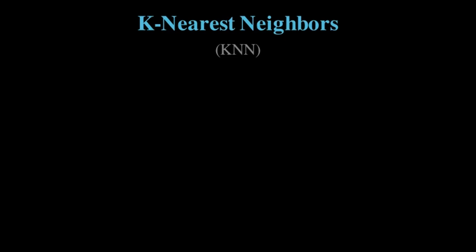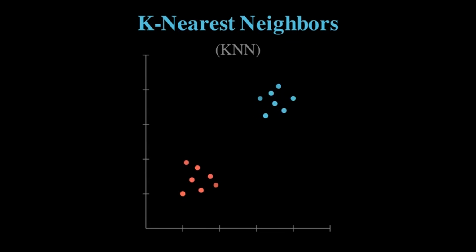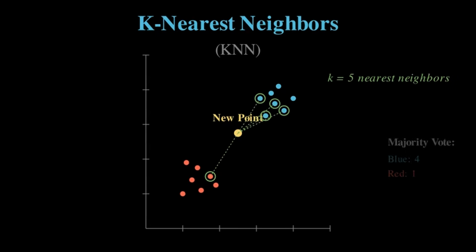Our next model is K-nearest neighbors, or KNN for short. The core idea of it is simple. To predict what something is, take a look at what's around it. In K-nearest neighbors, you classify a new data point by looking at the K closest points in your training data and take a majority vote.